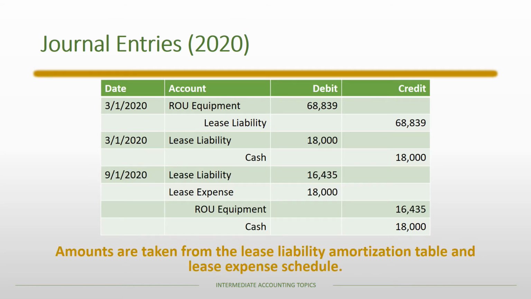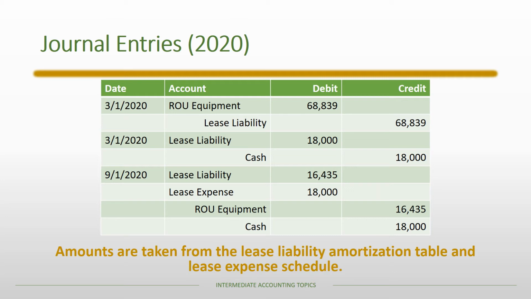So now the next step is on September 1st, 2020, we need to record that first payment. All of these amounts are taken directly from the lease liability amortization table and the lease expense schedule. They're taken right off of there.